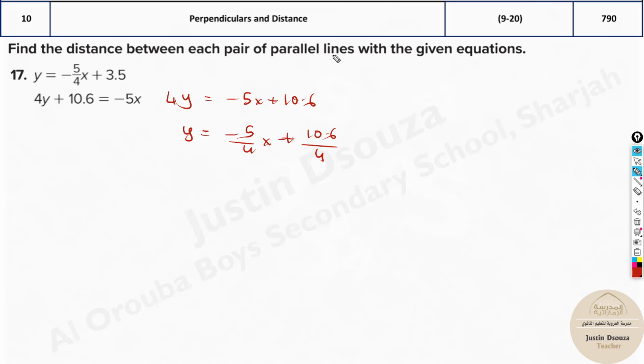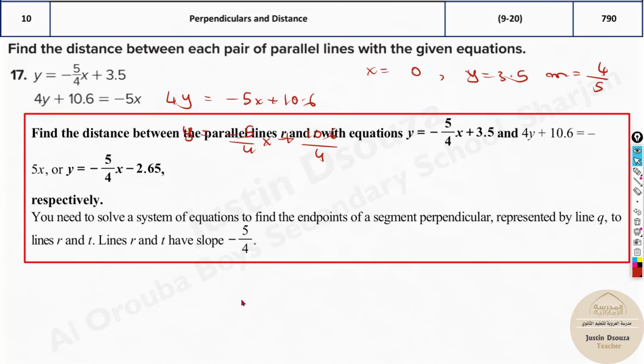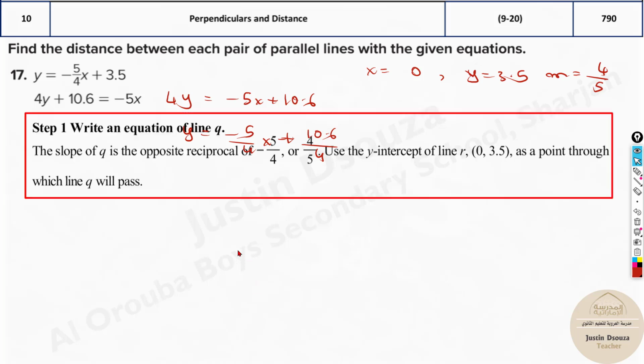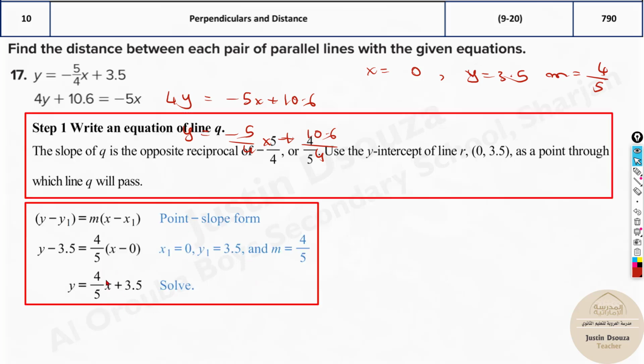And over here, assume for the first equation x is 0, and then what is the y value? It's 3.5 when x is 0. And then m will be the negative reciprocal, so it will be positive 4 by 5. So this is the required information for the perpendicular line. From this you can easily find the perpendicular line. See over here, that's the perpendicular line.